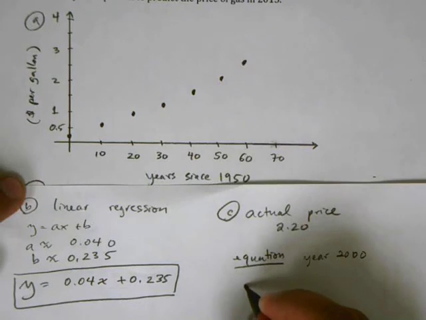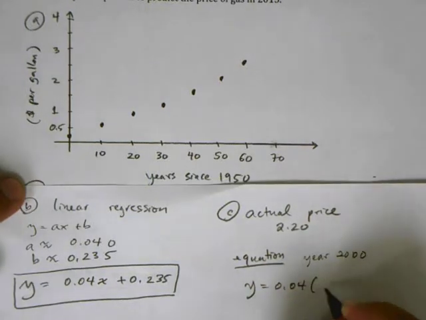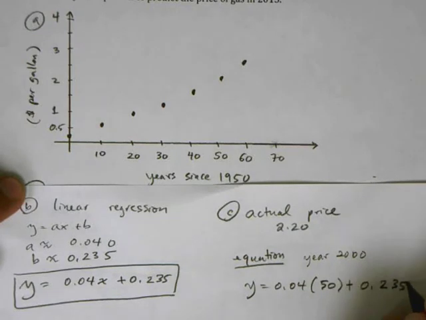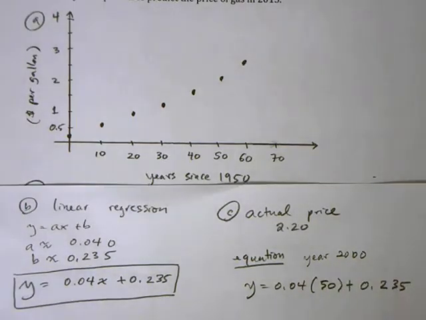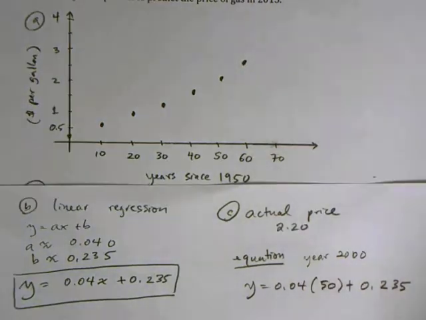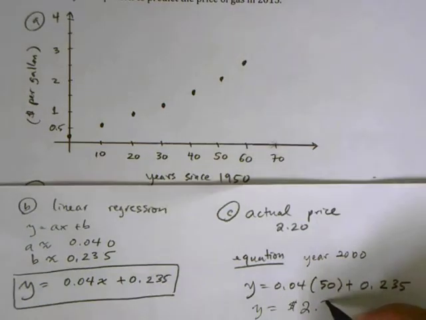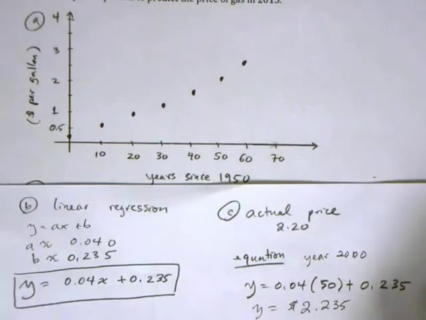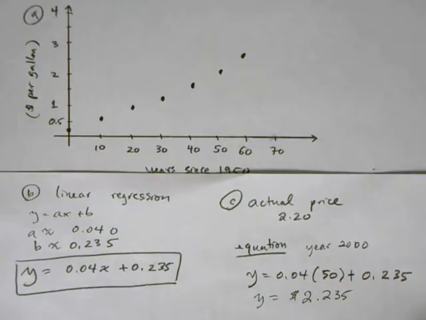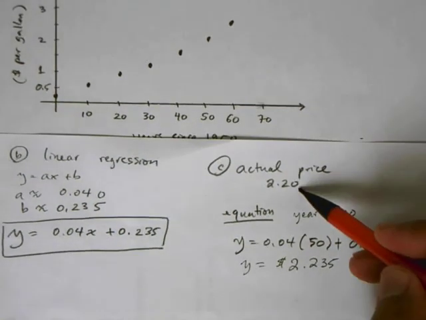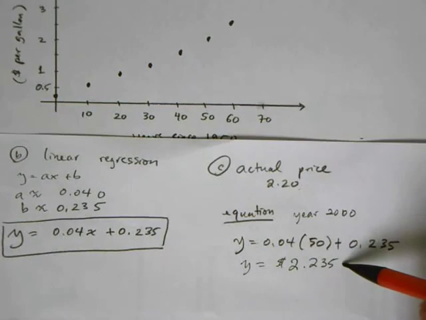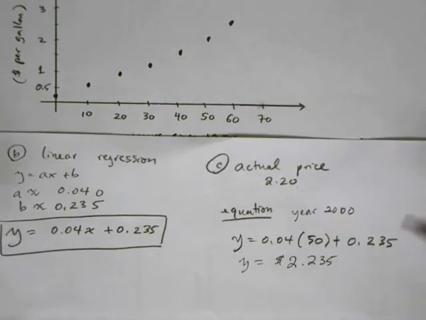Okay. So y equals 0.04 times 50 plus 0.235. And that gives me y is about $2.235. So about $2.23. And if we compare the two of them, the actual price is about $2.20. The price from my equation is about $2.23, so it's pretty good. It's only a few pennies off. Okay, so it's a pretty good measure of the graph.